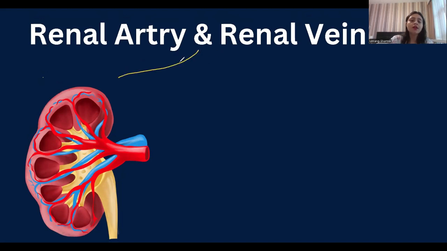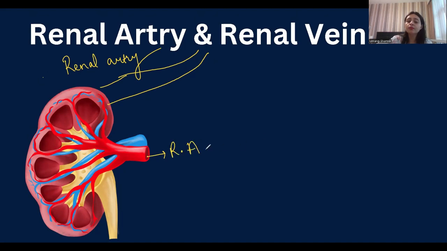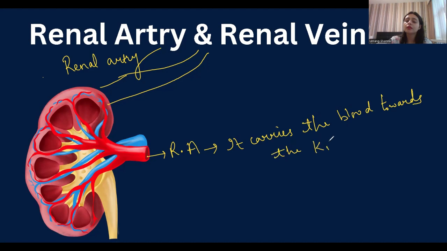There are certain arteries which are connected to the kidneys, right? And these arteries are none other than the renal artery. And the renal artery is in red. This is your renal artery. And what does it do? It carries the blood towards the kidney. Okay. And what does this renal vein do?